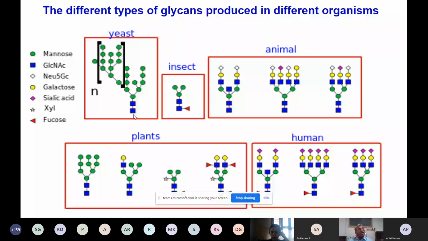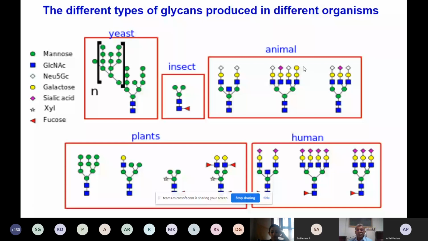Now, the different types of glycan structures found in living organisms are depicted in this cartoon. These are the different types of sugars: mannose, N-acetyl glucosamine, sialic acid, galactose, xylose, and fucose. Yeast has the high mannose type of oligosaccharides. Insect cells have mannose, N-acetyl glucosamine, and fucose. Animal cells, different cell types, have different types of glycan structures. As you see here, there is a variety of glycans decorated on this core oligosaccharide. And in plant systems, again, you find high mannose type oligosaccharides, and you find paucimannose type oligosaccharides, which also contain fucose as one of the sugars.